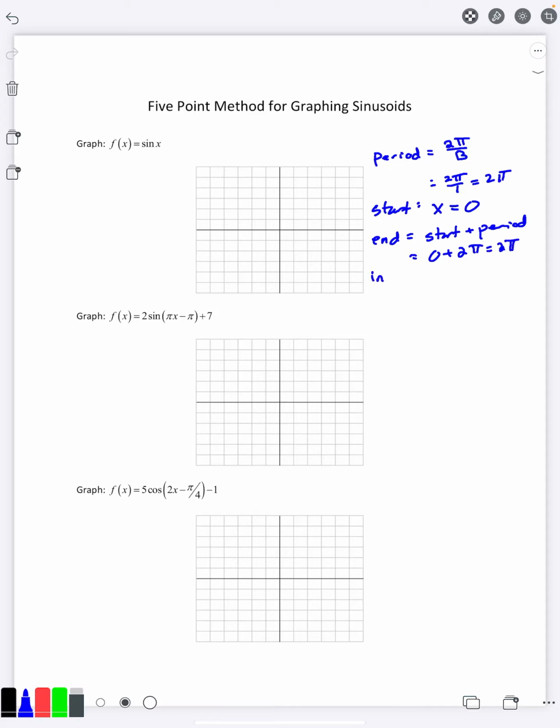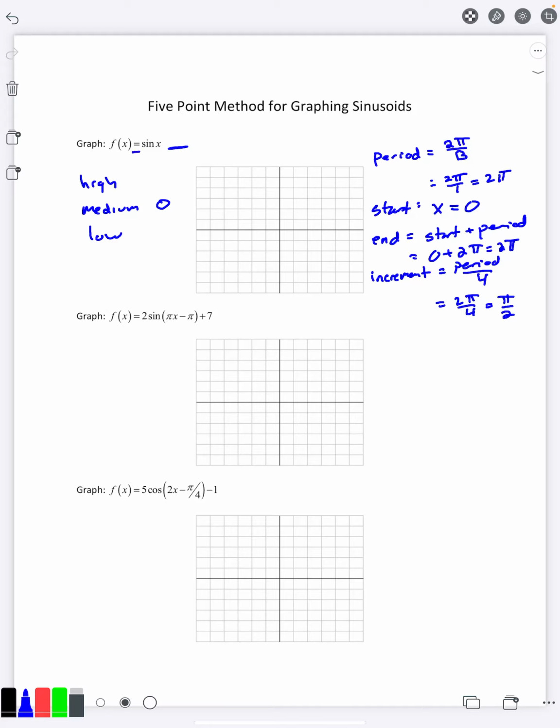And the last thing on the x-axis that we need is the increment, which is always going to be period over 4. So in this case, it would be an increment of pi over 2. Now we also need things for the y-axis. We are going to need the high, medium, and low values for your function, because sines and cosines always go back and forth between high and low values. The medium is always going to be whatever vertical shift you have here. In this case, there's no vertical shift, so my medium is 0.